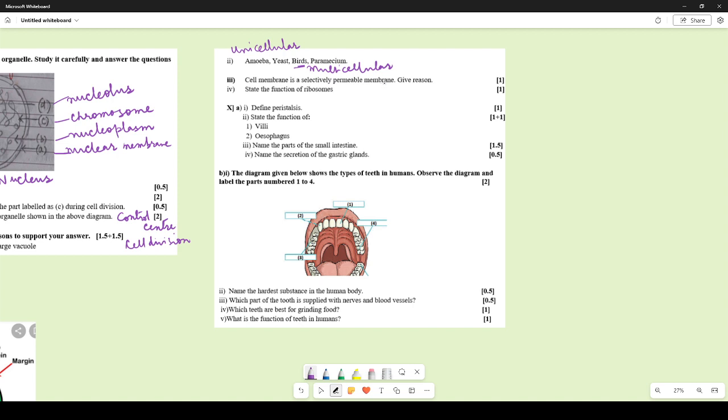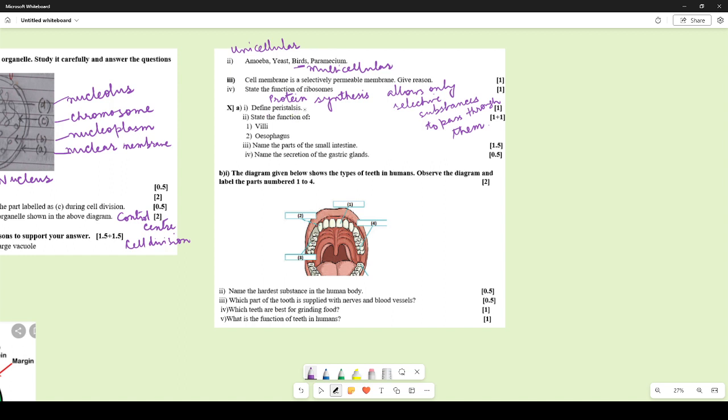Cell membrane is a selectively permeable membrane. Give reason. It is a selectively permeable membrane because it allows only selective substances to pass through them. That is why it is a selective membrane. Or it allows entry to only a few selective substances. State the function of ribosomes. Ribosomes help us in protein synthesis. That is the function of ribosomes.